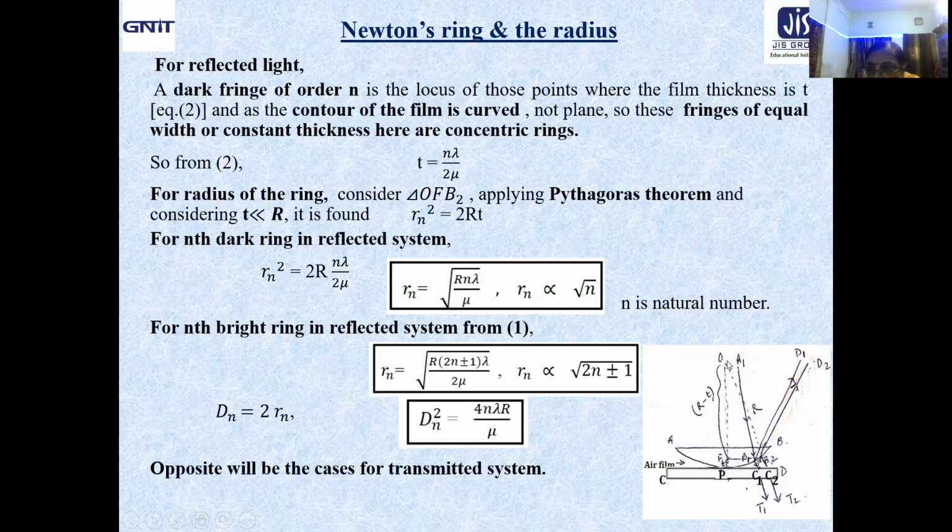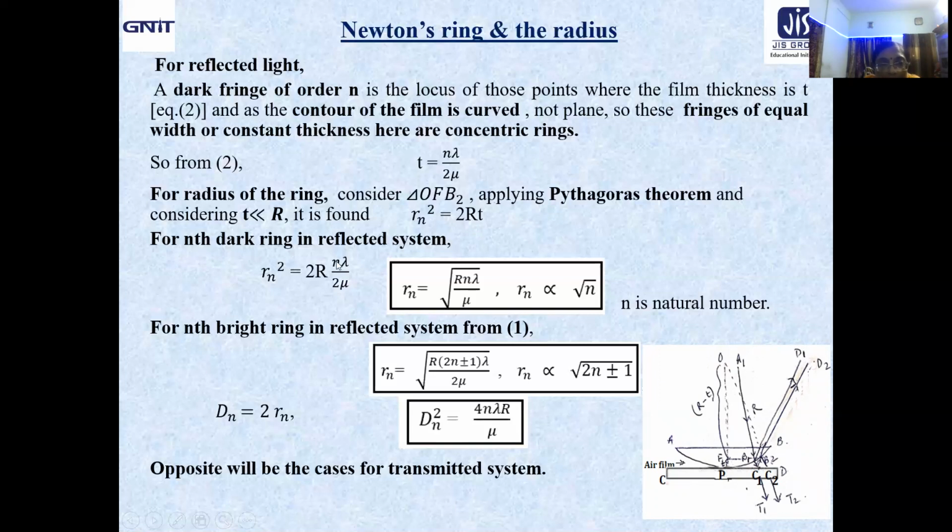So apply the Pythagoras theorem. OB2 square equals OF square plus FB2 square. That means R square equals (R minus T) whole square plus Rn square. By simplifying, we get Rn square equals twice Rt. So the radius of the nth ring is root of twice Rt, where T is the thickness of the film and R is the radius of curvature of the convex surface of the plano-convex lens.